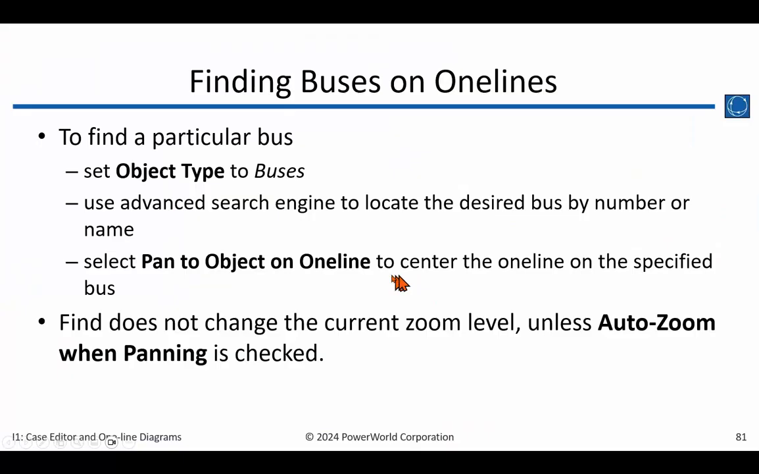And this process is also described here on this slide. And when we just did that example, the zoom level changed from showing all of Texas and then kind of zoomed in on the Sterling area. That's because the auto zoom when panning box was checked there. But you can also uncheck that if you want to keep the same zoom level as you find the object.